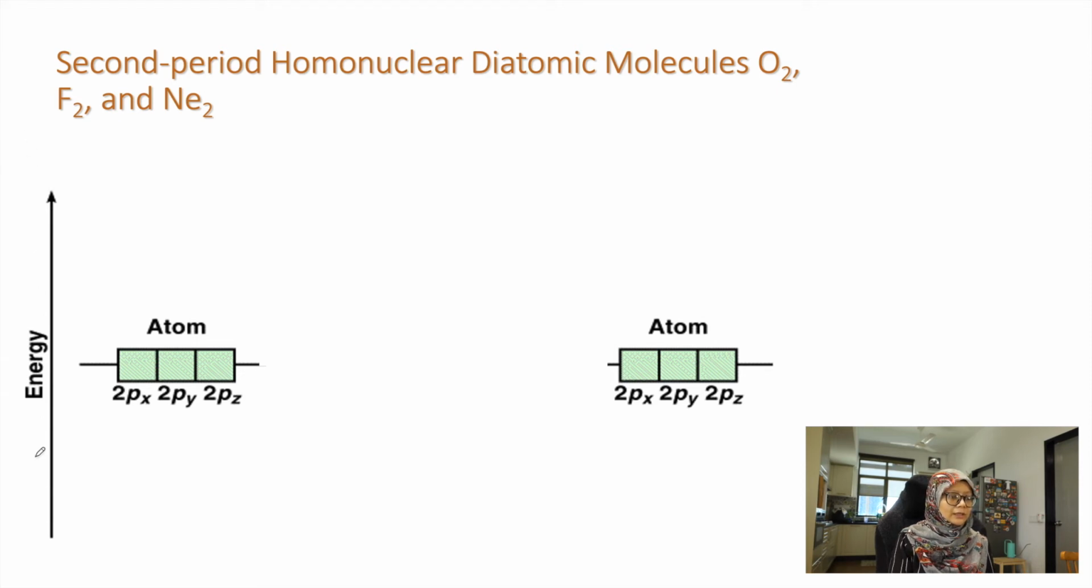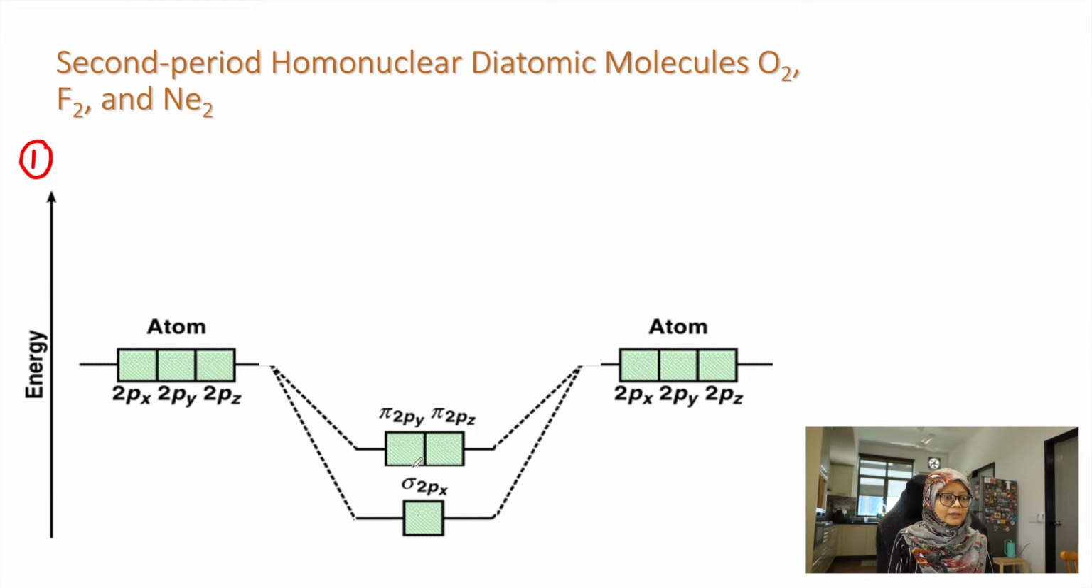So here we have energy. For the first step, you need to draw the energy axis. Then second, you need to have the p orbitals on both sides, on your left and also on your right, because these are the atomic orbitals, of the atoms. And then at the center here, you're going to have the molecular orbitals, for O2, F2, and also Ne2.